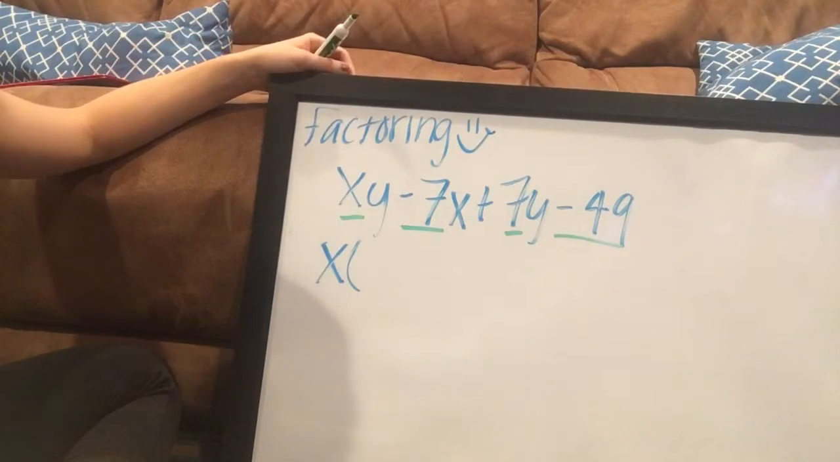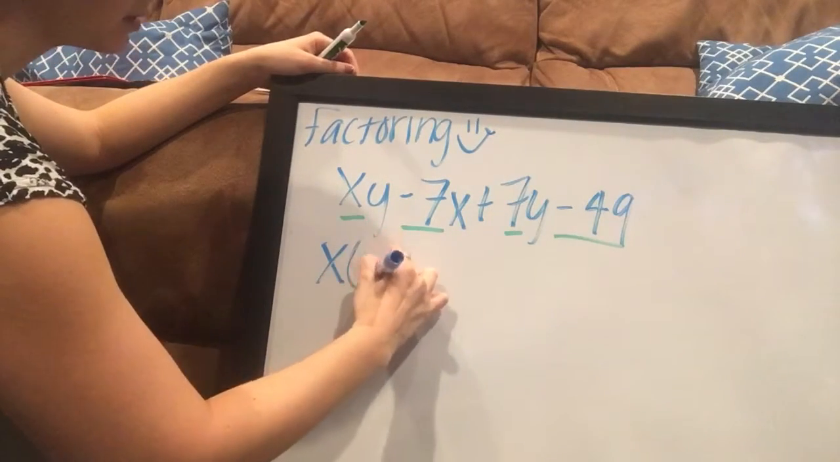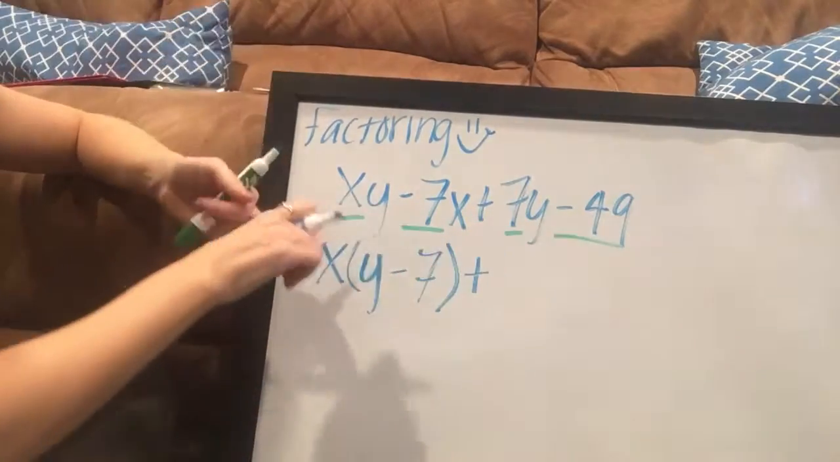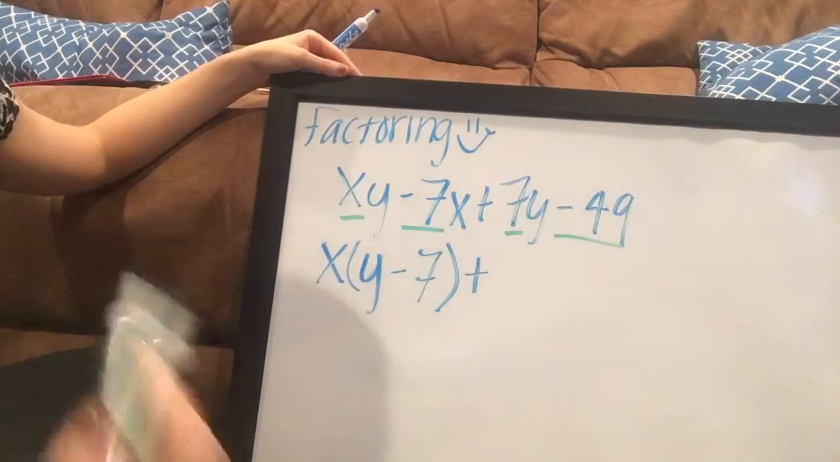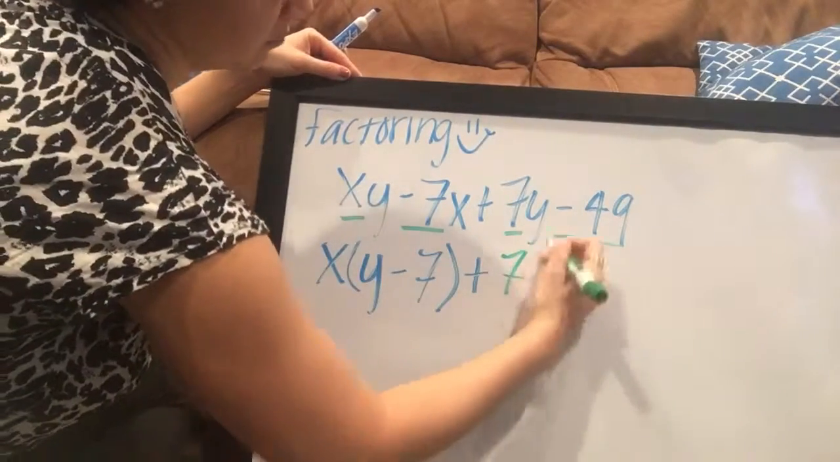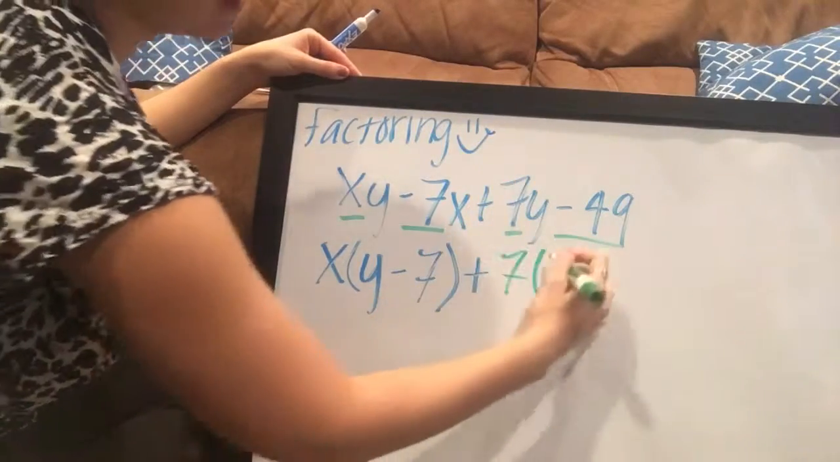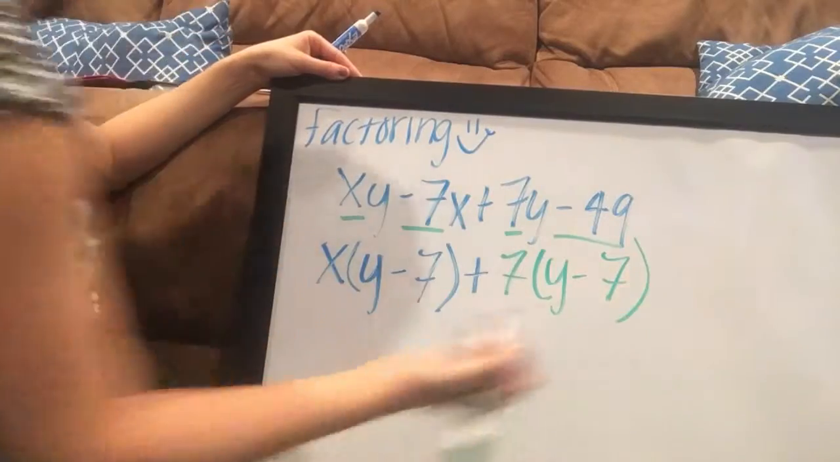and divide. So xy divided by x is y. And 7x divided by x is just minus 7. Plus, here, look at what we have in common here. 7y minus 49. GCF is just 7. 49 doesn't have a y. So 7y divided by 7 is just y, minus 49 divided by 7 is just 7.